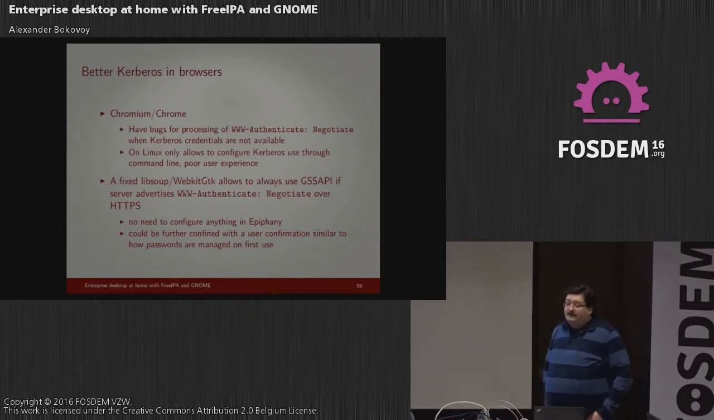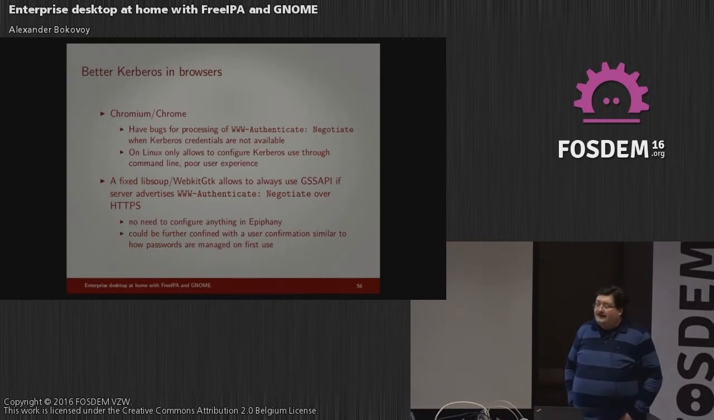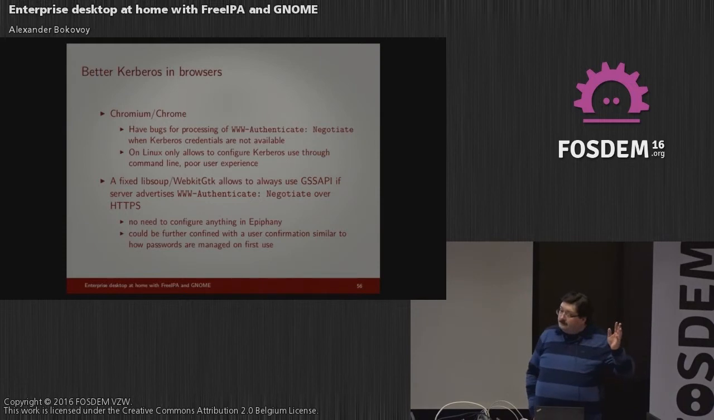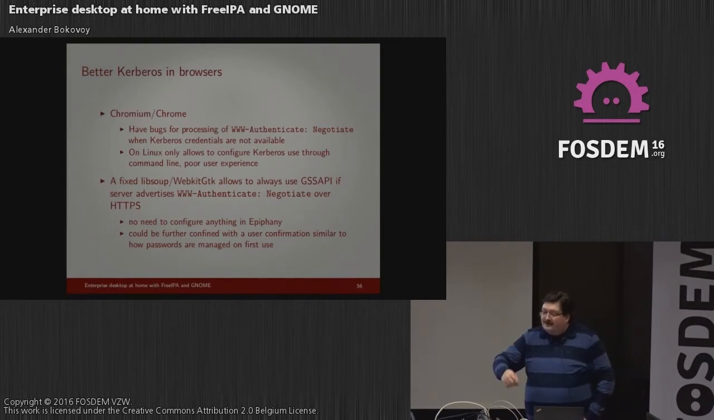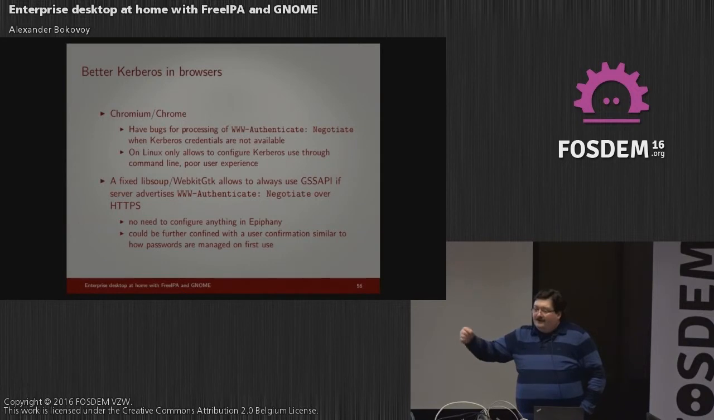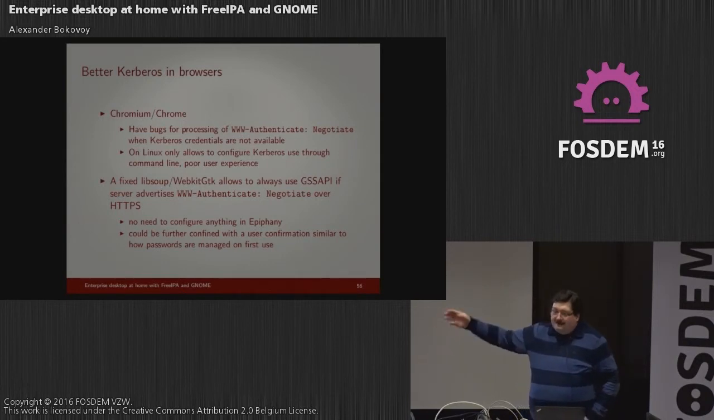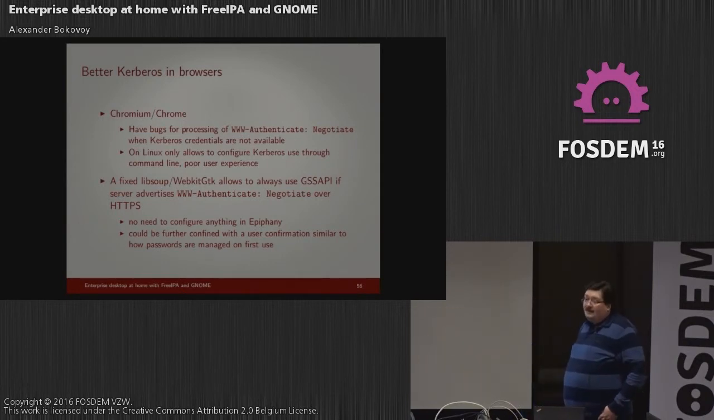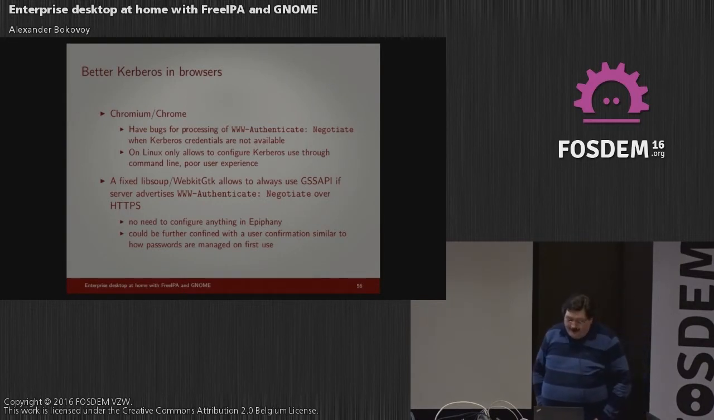But on Linux, it's even more confusing. There are no settings in the UI where you can specify them, unlike in Firefox, where you can specify them even manually. On Linux and macOS, you have to do it on the command line every time you start Chrome. You have to say that my realm is this, my allowed domains are this and that, and it's really not user-friendly, let's just say.